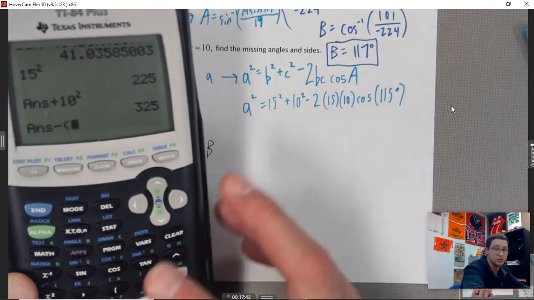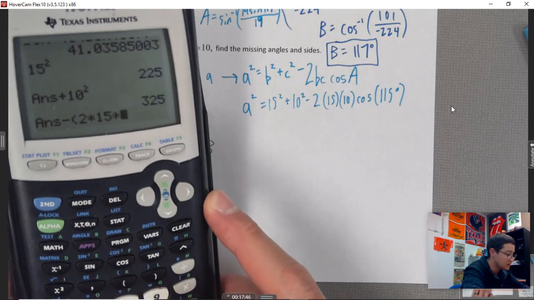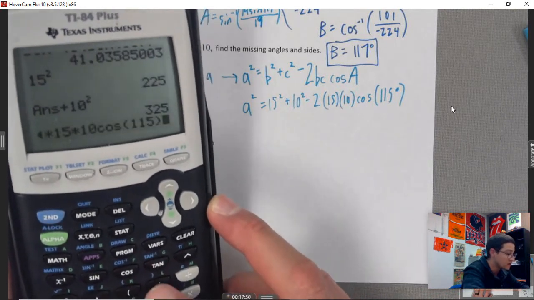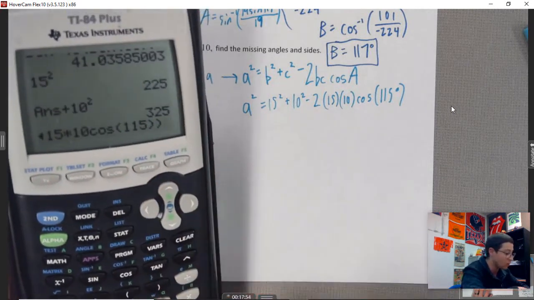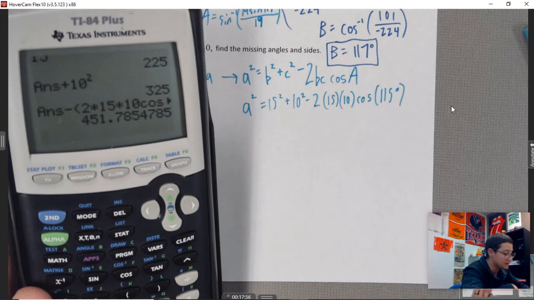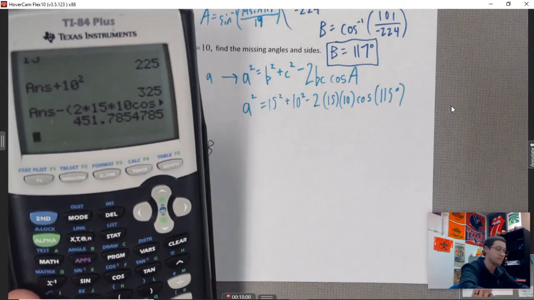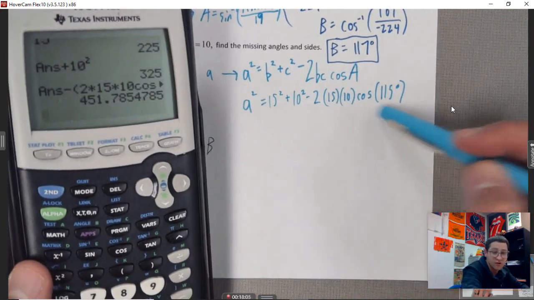Okay, and so you got 2 times 15 times 10, and then times cosine of 115. That closes out that parentheses, and then we've got one more. And that is going to be what A squared is equal to. So we've got A squared equals all this stuff.